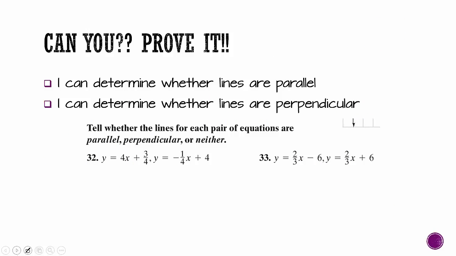And that's it. Can you determine whether lines are parallel or perpendicular? So here's two different problems for you to solve. You're telling me if they're parallel, perpendicular, or neither, and then tell why, or tell how you know.